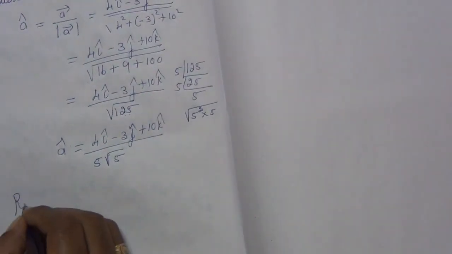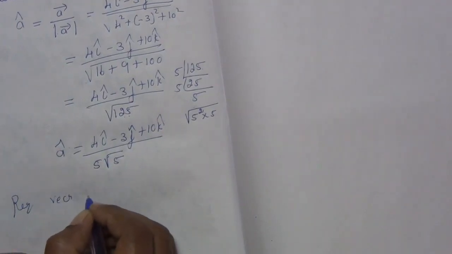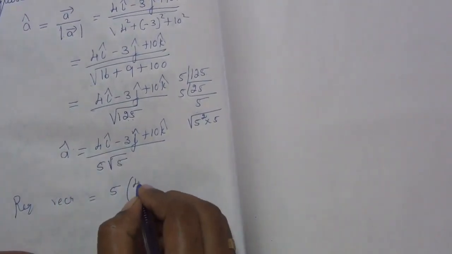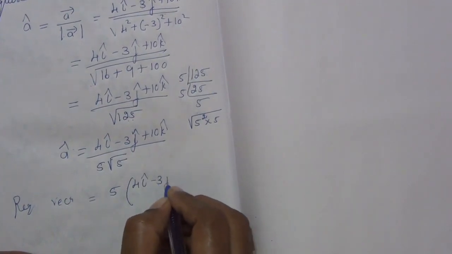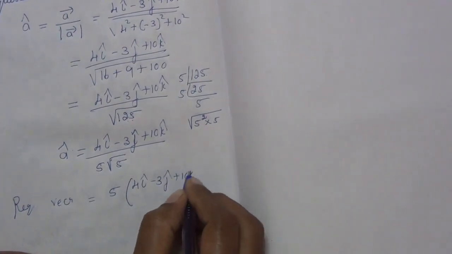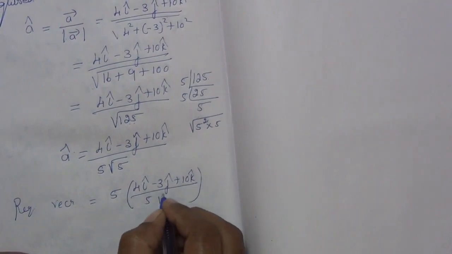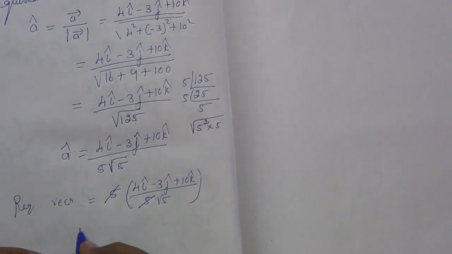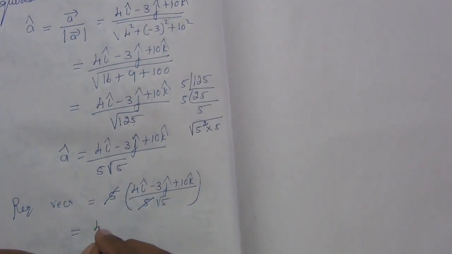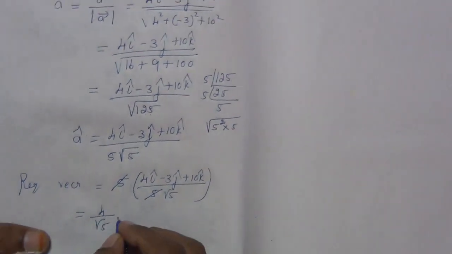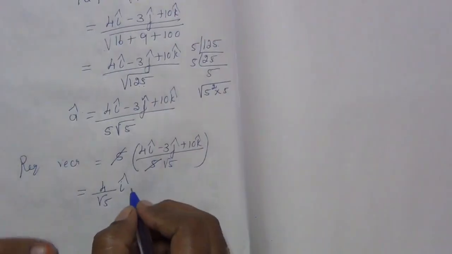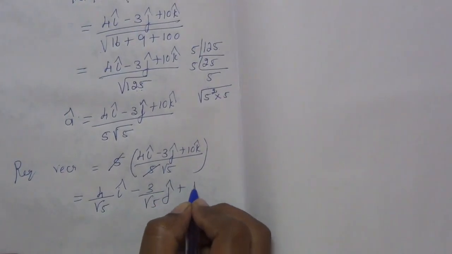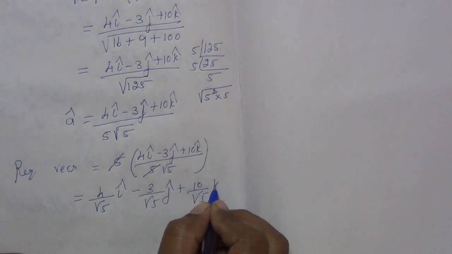Now you can write the required vector equal to magnitude. They gave us 5. 5 into a cap: 4i cap minus 3j cap plus 10k cap divided by 5 into root 5. See, 5 and 5 we can cancel. The remaining is 4 by root 5 into i cap minus 3 by root 5 into j cap plus 10 by root 5 into k cap.